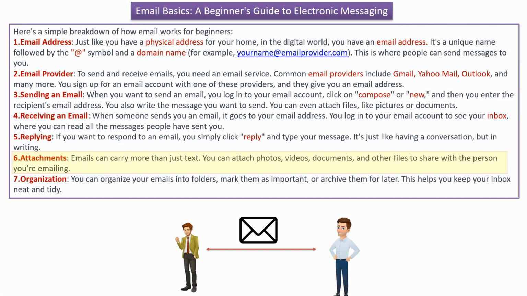Sixth one is attachments. Emails can carry more than just text. You can attach photos, videos, documents, and any other files to share with the person you are emailing. The seventh one is organization. You can organize your emails into folders, mark them as important, or archive them for later. This helps you to keep your inbox neat and tidy.